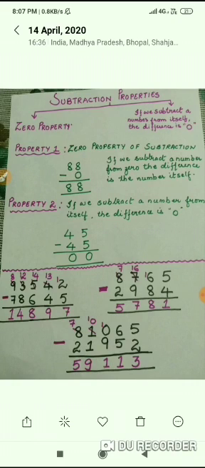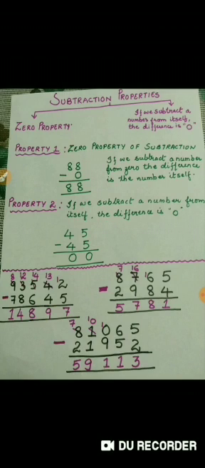In the same way, 4 cannot be subtracted from 3. So again we will borrow 1 from 5 and make it 13. Now 13 minus 4 is 9. Next 4 will become 14, and 14 minus 6 is 8. 12 minus 8 is 4 and 8 minus 7 is 1.